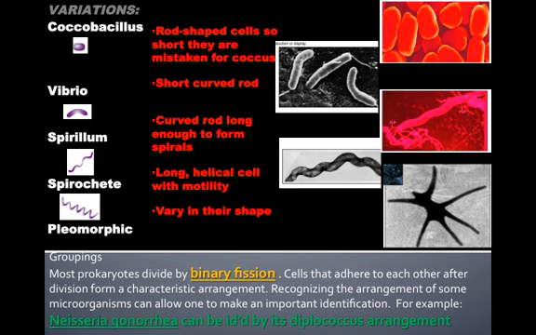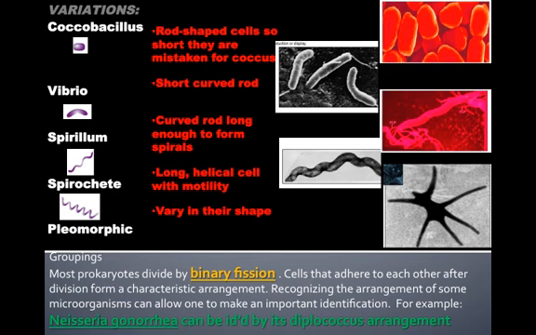Because most prokaryotes divide by binary fission, that cell splits in half, right? Well, when the cell splits, the cells tend to sometimes adhere to each other after division, forming a type of characteristic arrangement. So it depends on which plane the organisms are reproducing. Which direction? Do they split sideways or do they split up and down?